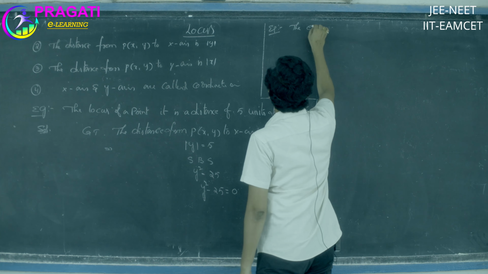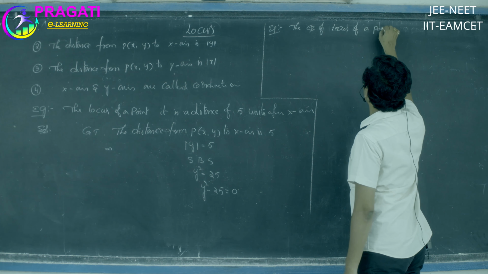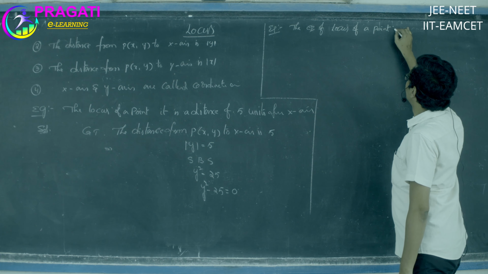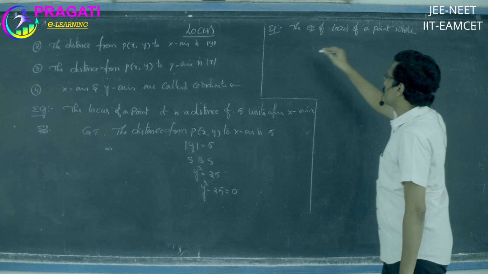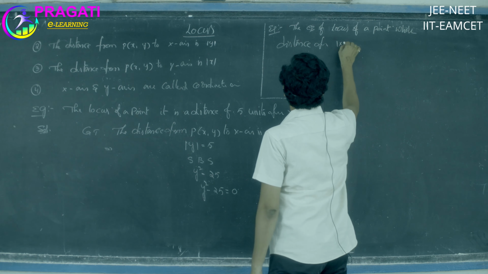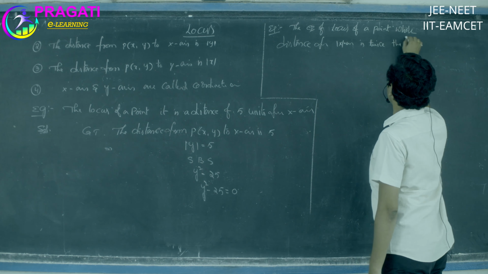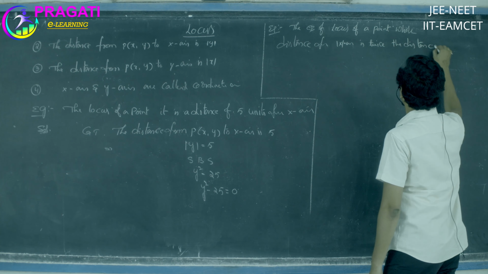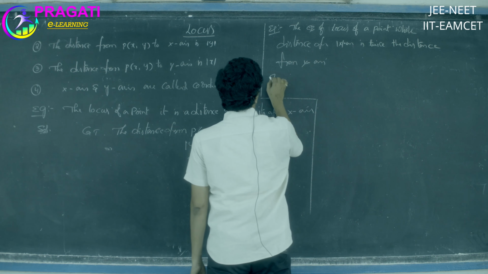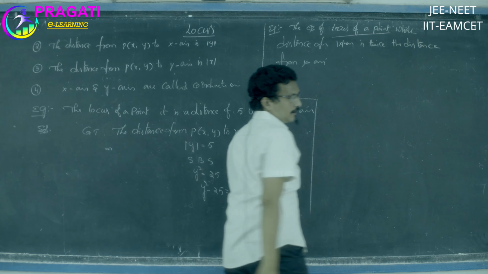The equation of locus of a point whose distance from x-axis is twice the distance from y-axis. Here the solution is, observe that the locus of a point is denoted by P.